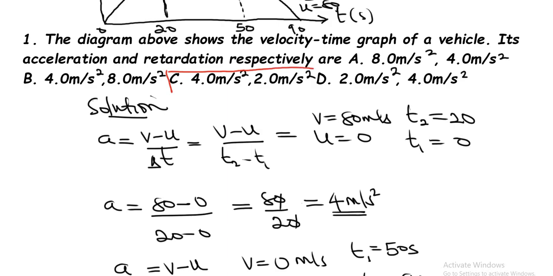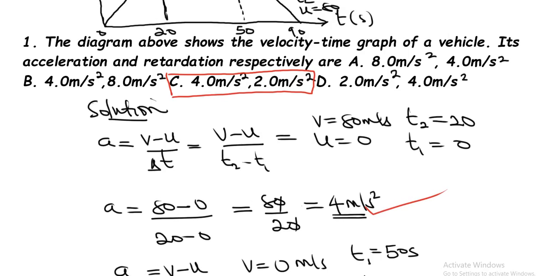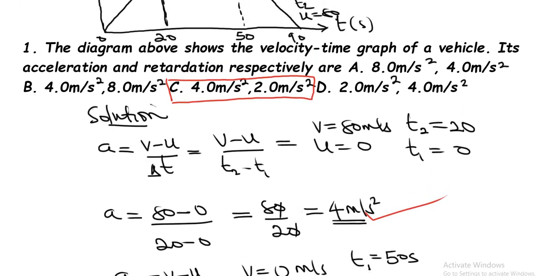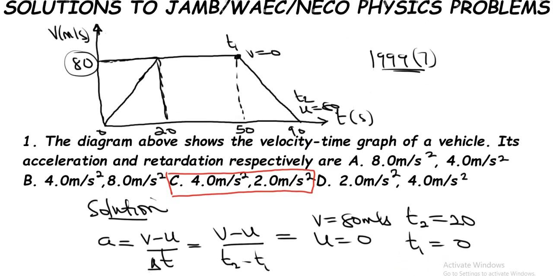As you can see here, option C is what has that. So our 4 meter per second square we've calculated, and 2 meter per second square, you've also calculated it. So that's how to solve that question, as simple as it is.